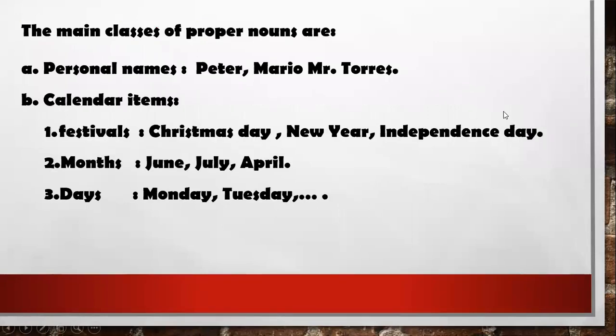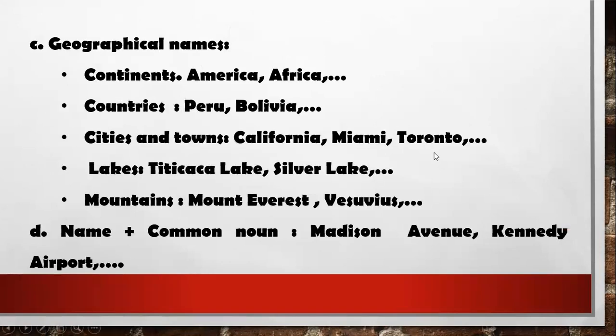The main classes of proper nouns are personal names: Peter, Mario, Mr. Torres. We also have calendar items such as festivals, months, and days. Festivals: Christmas, New Year, Independence Day. Months: June, July, April. Days: Monday, Tuesday, Wednesday, and so on. So these are the main classes of proper nouns.